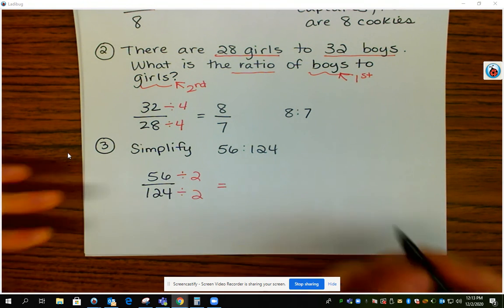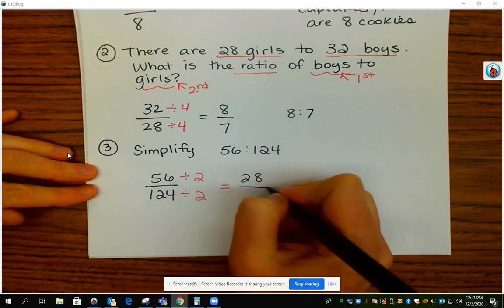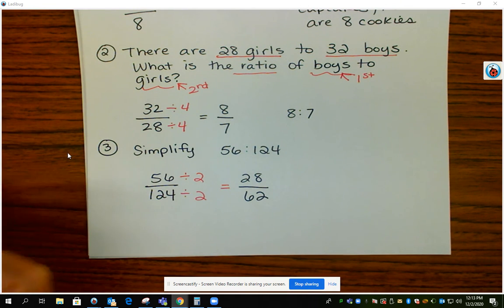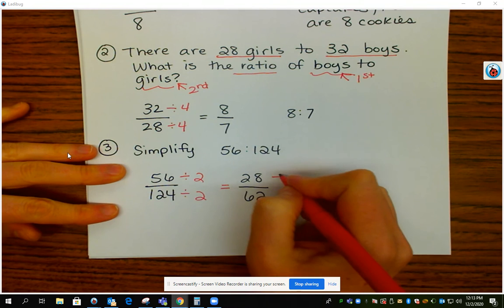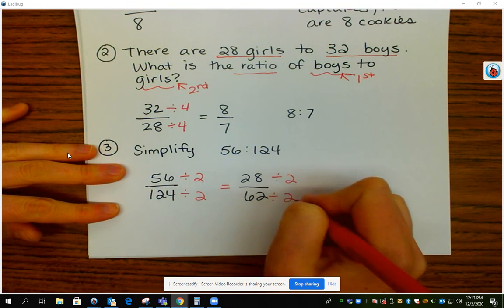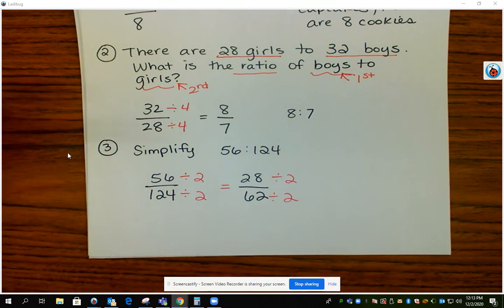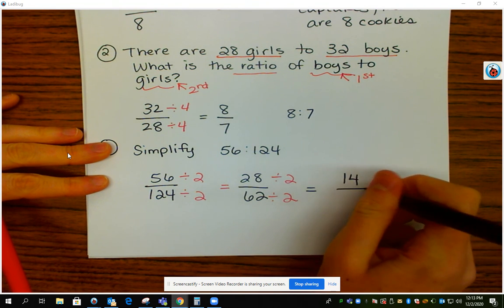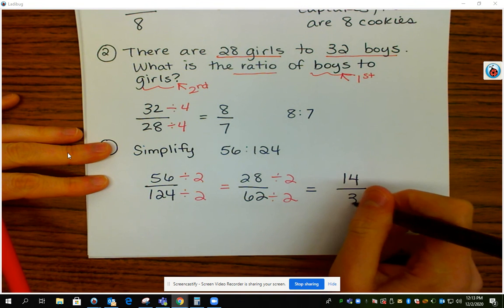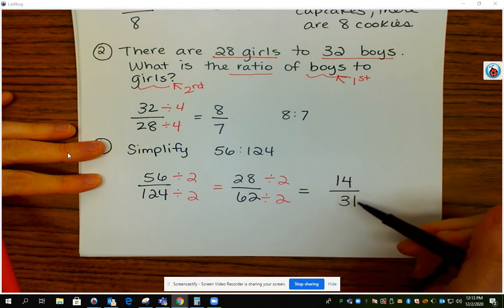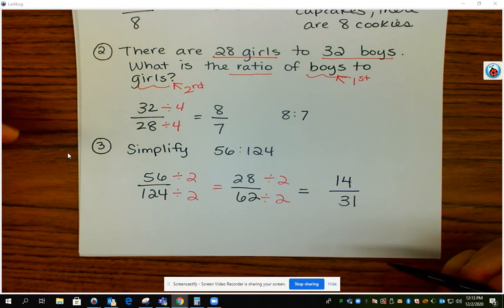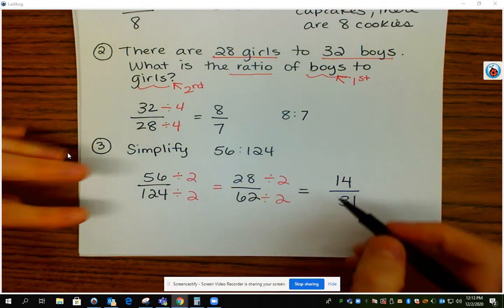So half of 56 is 28, half of 124 is 62, and again, I've got even numbers. I'm going to divide by 2 again till I get to small enough numbers that I can easily see what's going on. So half of 28 is 14, and half of 62 is 31. And then if I look at those two numbers, there is not any number that they can both be divided by. So that would be my final answer there.